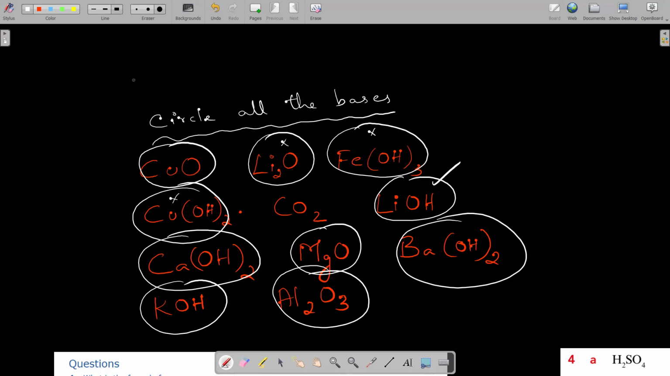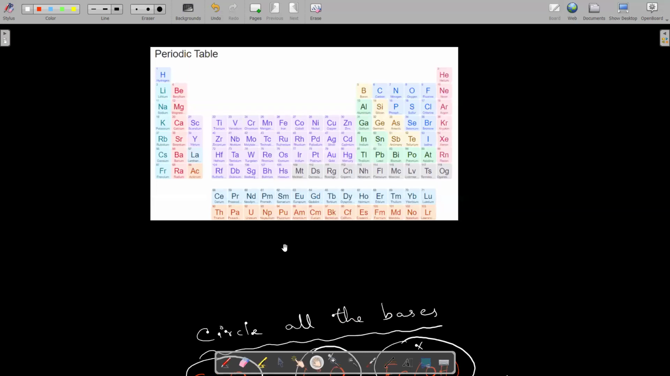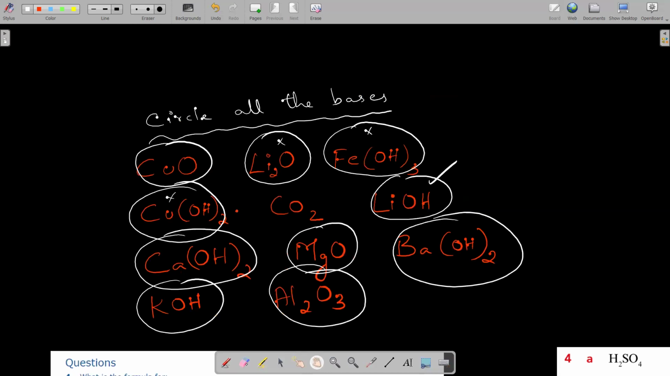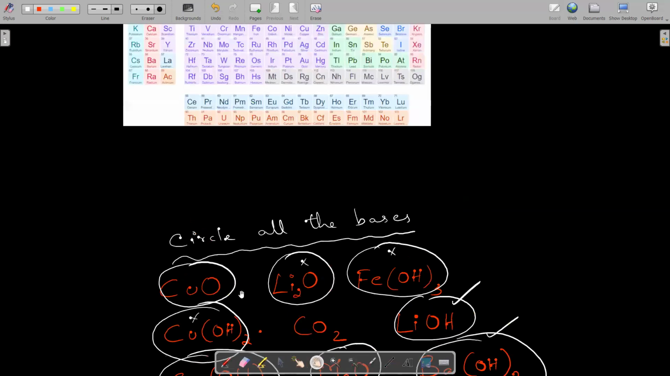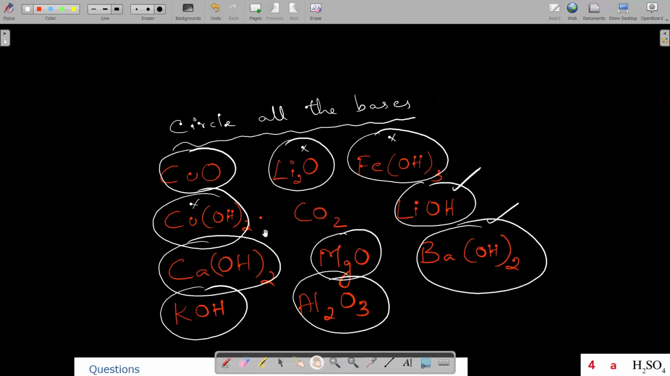Barium hydroxide, let's check the periodic table. Do I have my periodic table here? Yeah. So here you go. The last four of group 2 are alkalis: calcium, strontium, barium, and radium. Yes, barium hydroxide is an alkali. Magnesium oxide, no. Aluminum oxide, no. Oxides are not alkalis. Calcium hydroxide, yes. If you want, check it up in your periodic table. So calcium hydroxide is an alkali.